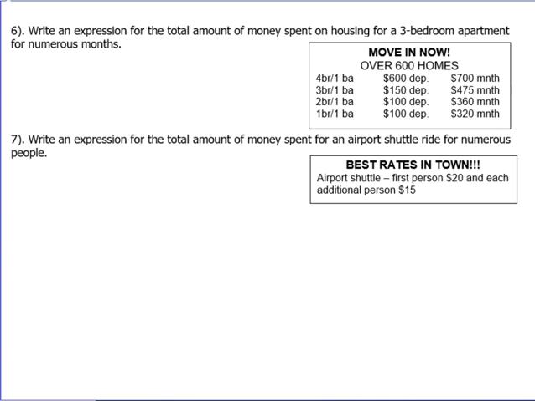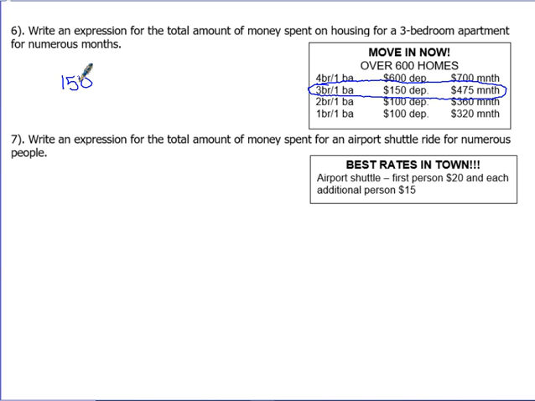All right, and now everyone's favorite word problems. So we're going to write an expression for the amount of money spent on a 3-bedroom apartment. There might be some vocabulary here that you aren't sure about. This is a $150 deposit. A deposit means I have to pay that up front. Then I'm going to pay $475 a month.